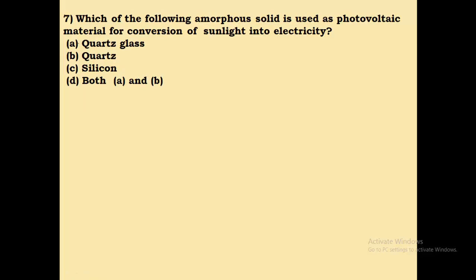Seventh one, which of the following amorphous solids is used as a photovoltaic material for conversion of sunlight into electricity? While discussing the synopsis, I told you one of the important examples of an amorphous solid is silicon, which is used as a photovoltaic material for conversion of sunlight into electricity. Quartz glass, quartz, both A and B, they are not used as photovoltaic material. So option C is the right one.